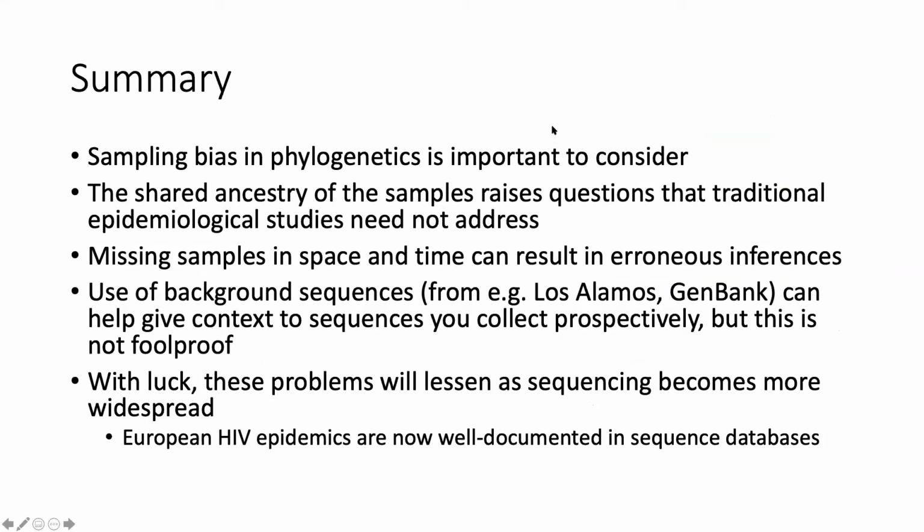The shared ancestry of the samples raises questions that traditional epidemiological studies need not address, and missing samples in space and time result in erroneous inferences. Using background sequences from e.g. Los Alamos or GenBank can help give context to the sequences you collect. That's not foolproof, and these problems will likely lessen as sequencing becomes more widespread. So for example, European HIV epidemics are now quite well documented in sequencing databases.